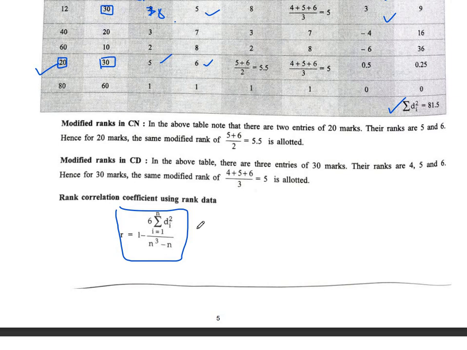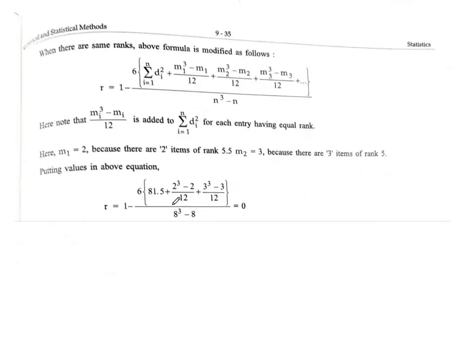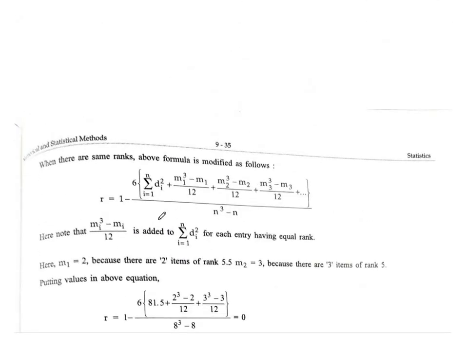So how to calculate this value? For this, the summation comes out in this form, 1 minus 6 di square. So di square is 81.5. Now here we have to find out the ranks. See, for m1 there are two ranks. So m1 becomes 2 because there are two ranks, and for m2 there are three ranks.